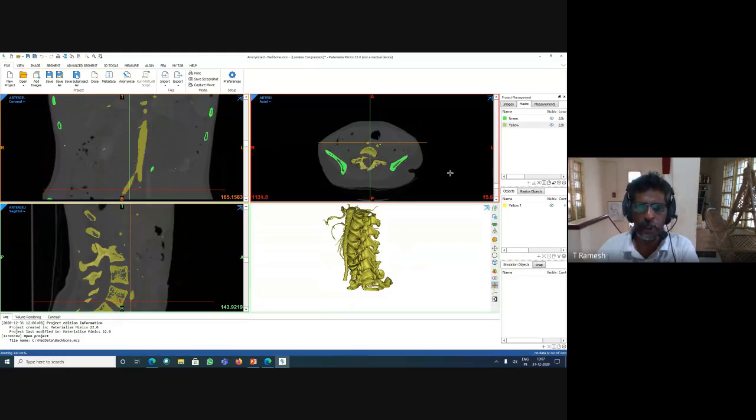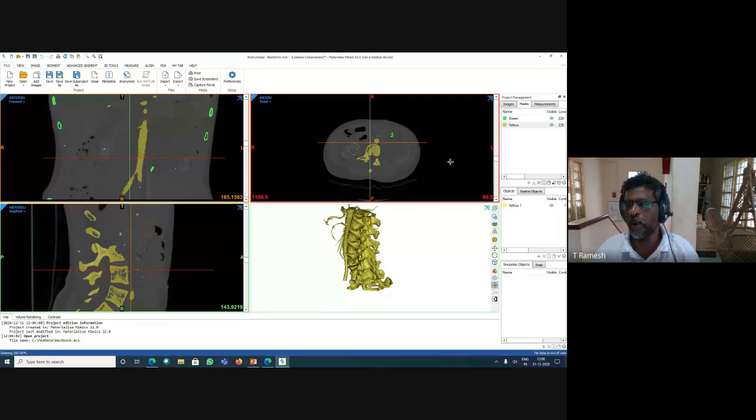So it is possible to take out only the information about the bones just by means of the Hounsfield number. Every biomaterial has its own Hounsfield number. By just picking that particular Hounsfield number, you can develop the model.